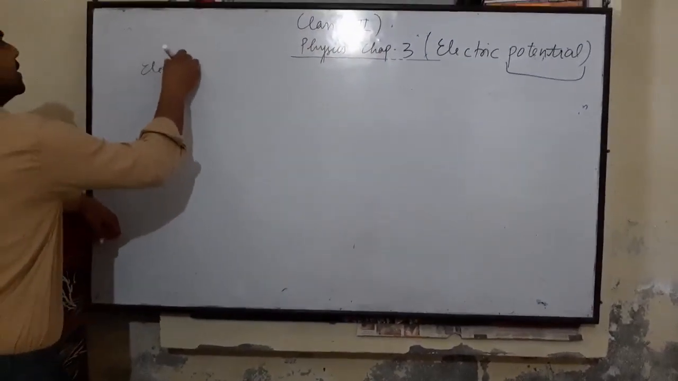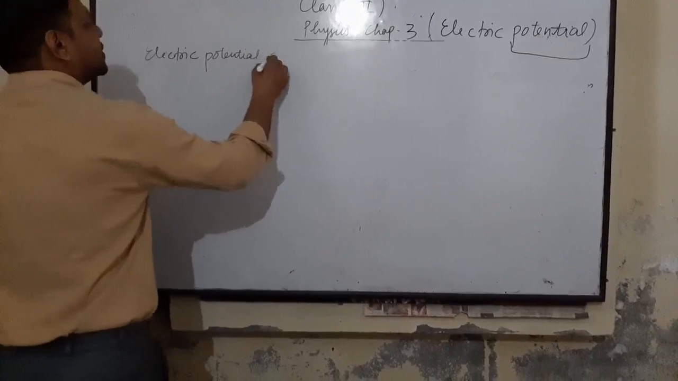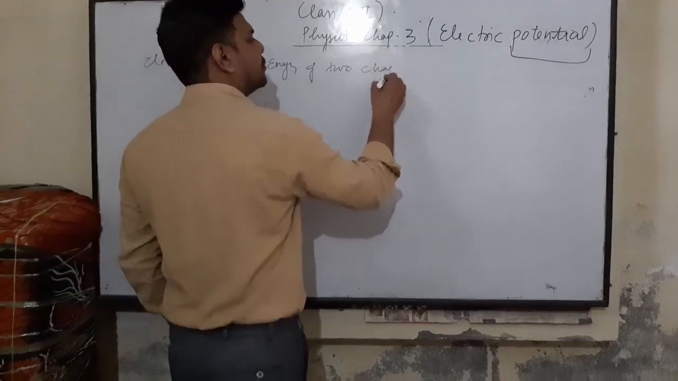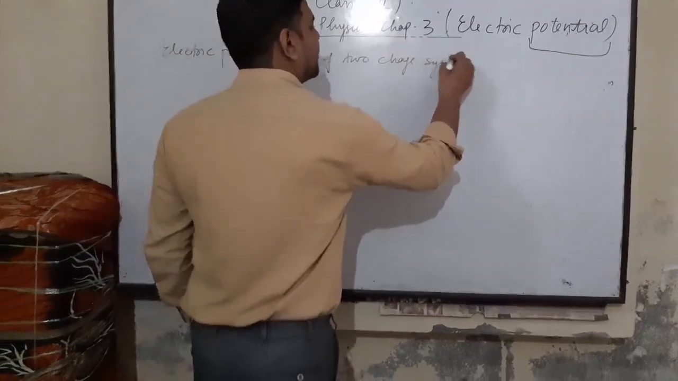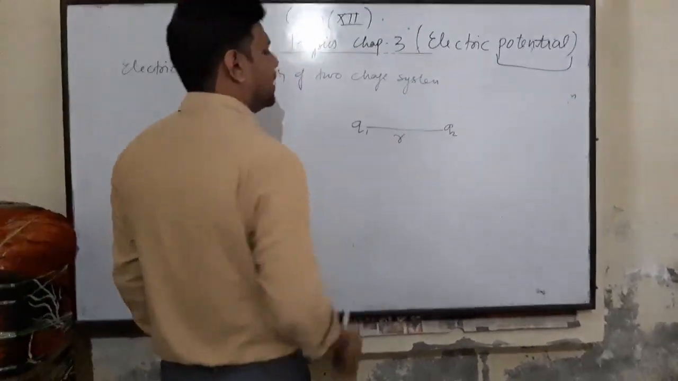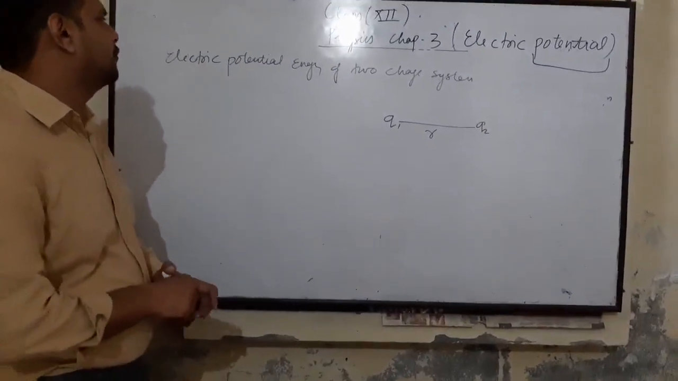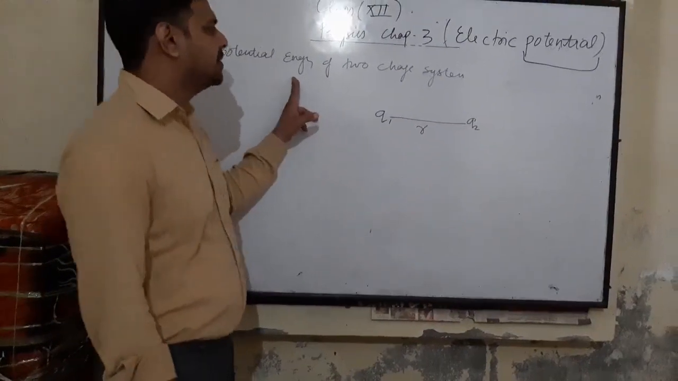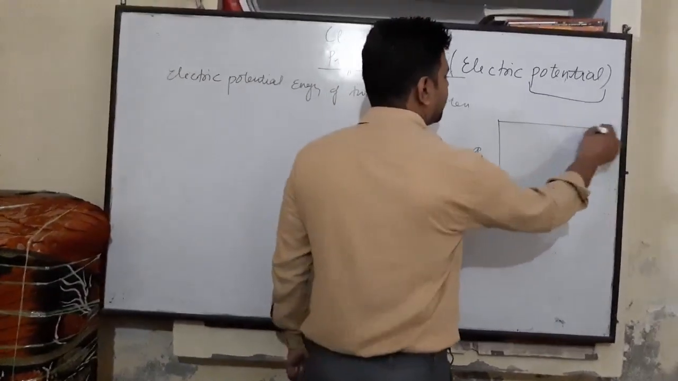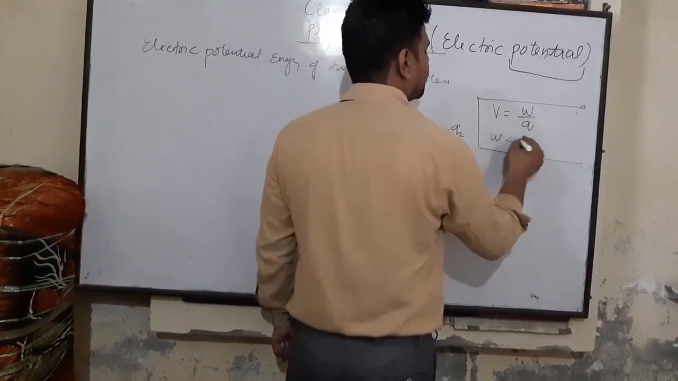Now, next topic: electric potential energy of a two charge system. We have two charges, Q1 and Q2, and the distance between them is r. We have to find the expression for the electric potential energy of this two charge system. For this, we will take help of the formula W is equal to QV.